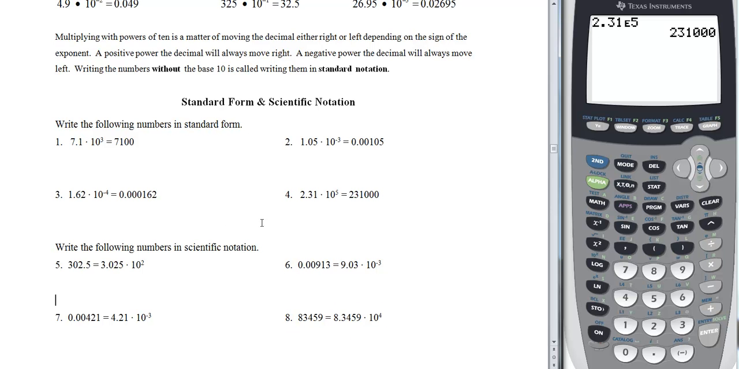So you got some problems you need to play with. Some are in scientific notation and they want you to go to standard form, and some in standard want you to go to scientific. Thank you.